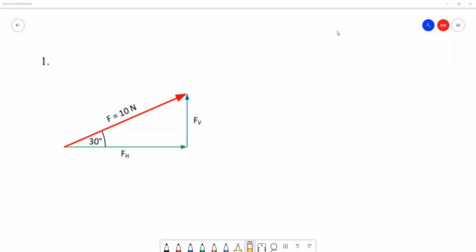So let's have a look at this one first of all. The line in red marked with F equals 10 newtons, that's our vector force in this case, and it's at an angle of 30 degrees to the horizontal. Helpfully for us, the question marks the vertical and horizontal components of the vector. These are the parts that add up to make our vector, the bits acting up and down and left and right. In this case, up and right are the directions. We're asked to work out what these two quantities are, FV and FH.